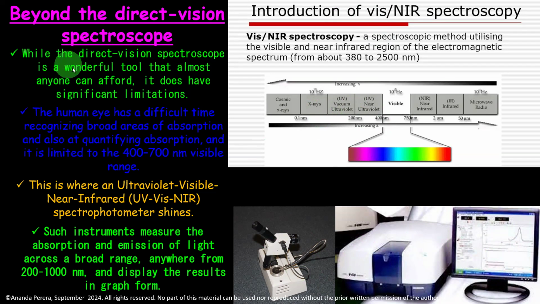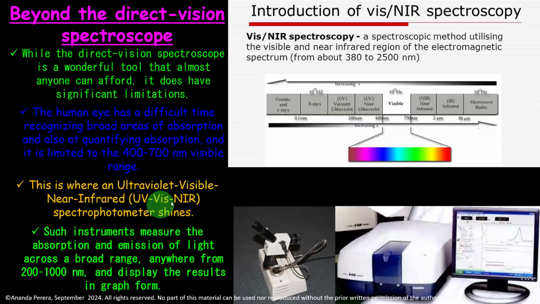While the direct vision spectroscope is a wonderful tool that most anyone can afford, it does have significant limitations, because we can see only 400 to 700. This is the only range we can see with the direct vision spectroscope. Beyond that spectroscope, we can see more range with this machine. The human eye has a difficult time recognizing broad areas of absorption and also quantifying absorption, and it is limited to the 400 to 700 nanometer visible range. This is where ultraviolet, visible, near infrared comes in.